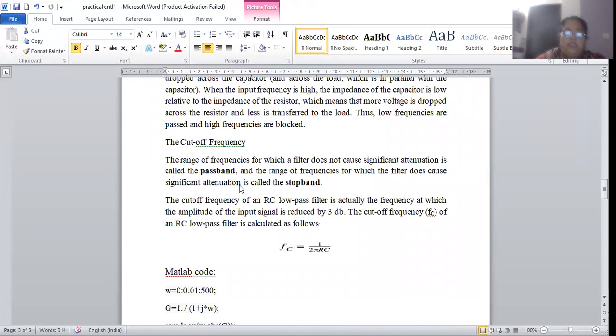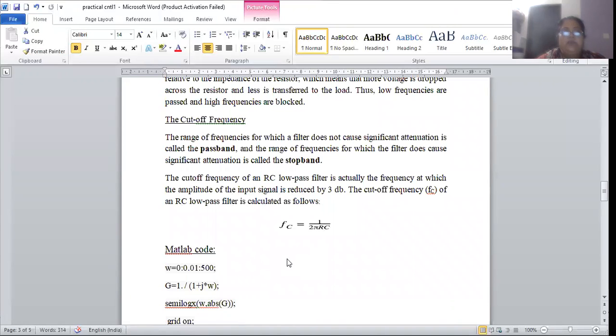Now the cutoff frequency. The range of frequency for which a filter does not cause significant attenuation is called the passband, and the range of frequency for which the filter does cause significant attenuation is called the stop band. The cutoff frequency of an RC low-pass filter is the frequency at which the amplitude of the input signal is reduced by 3 dB. It is calculated as follows: Fc equals 1 upon 2 pi RC.